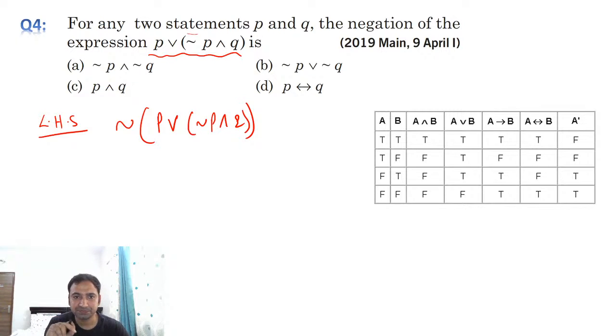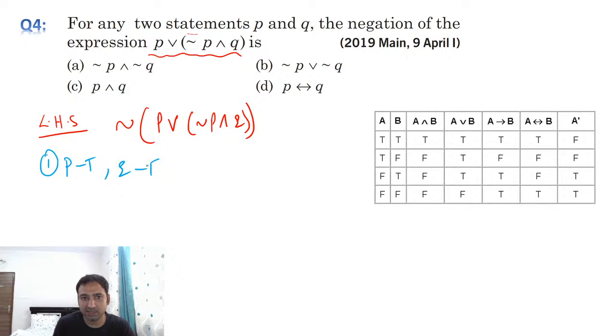Now we need to check which of the following options is the correct statement for this particular negation. So what we can do is take a substitution, whatever substitution you want. You can take true, true, true, false, or whatever you want. So let's take P true, Q true. First substitution I am taking P true and Q true. Let's see what will happen. Now let's calculate option A, guys. Negation of P, that is false. False and false is false, guys.